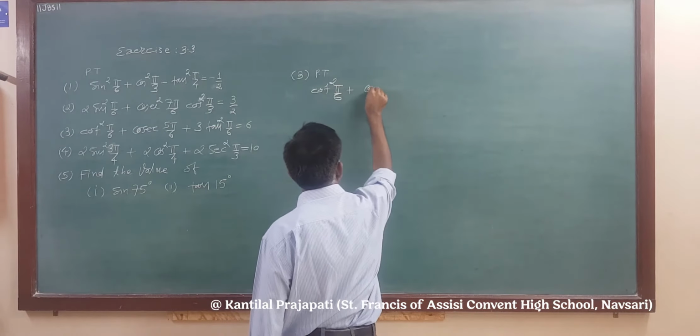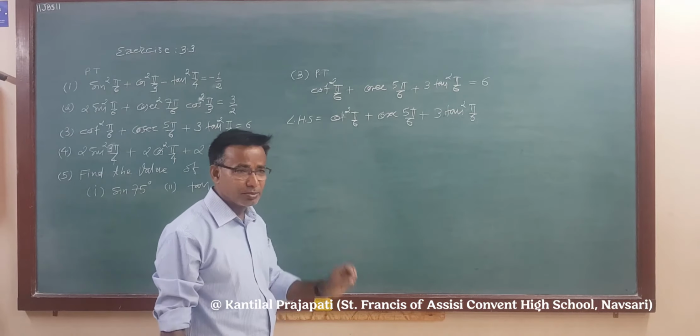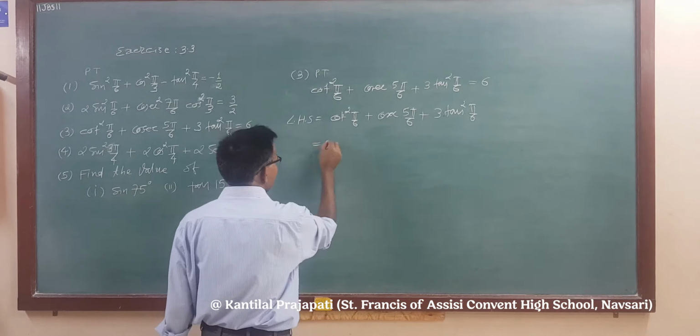Now you have to remember all the values of trigonometric function at pi by 6, pi by 4, pi by 3, etc. So what is the value of cot pi by 6? It is cos pi by 6 upon sin pi by 6, and cos pi by 6 is root 3 by 2. Sin pi by 6 is 1 upon 2. So what is the value of cot pi by 6? That is only root 3, and root 3 whole square.